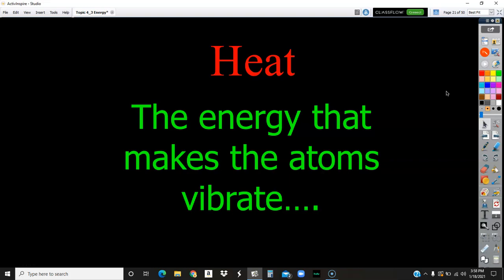Remember, we talked about source versus sink. Source is always something hot. A sink is always something colder. And so once you have a difference in temperature, source to sink, heat is going to flow from hotter to colder, or from source to sink. So heat is just the energy needed to make the molecules move.